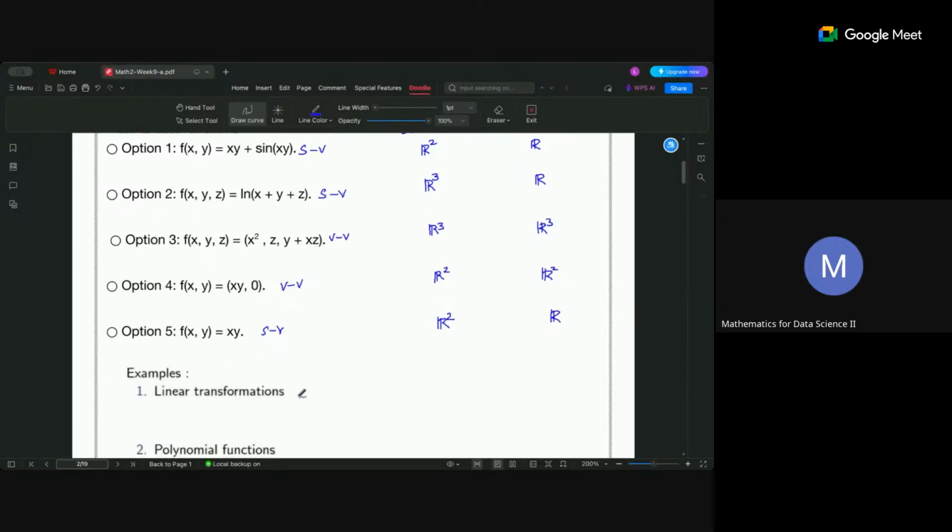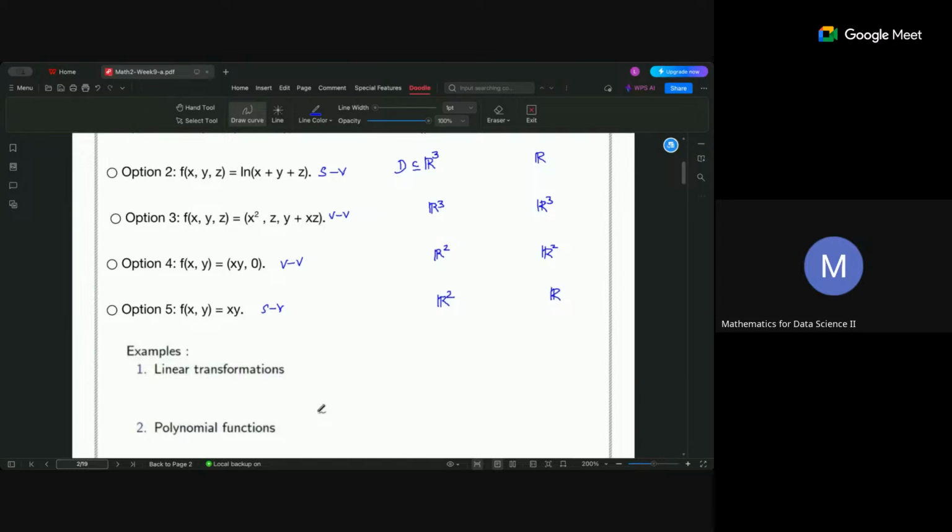Okay. What about linear transformations? Ma'am, in option two, for logarithm functions, only the positive side of the codomain R should be taken. Maybe let us say you have a domain in R3. Is it fine now? Okay. It's good that you noted it. So next, let us look at some familiar examples.